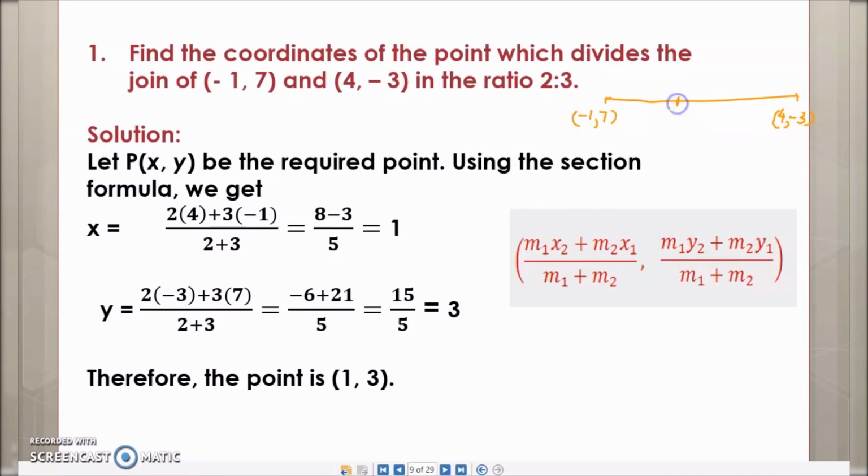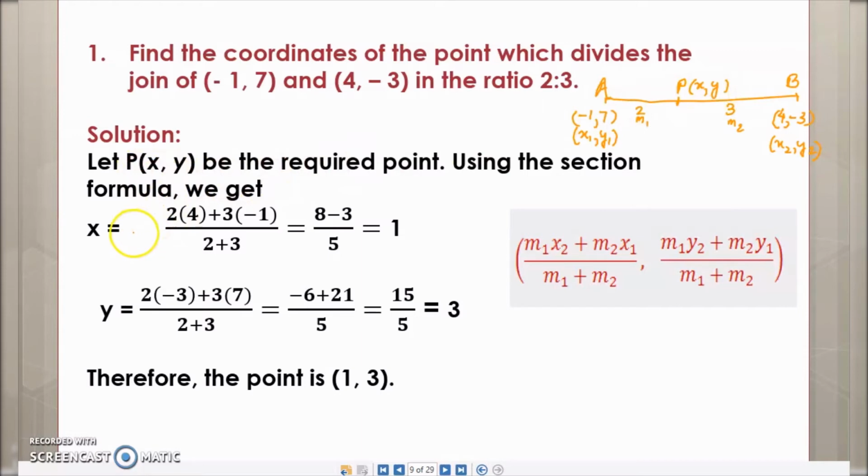So somewhere here, if I take the point, let's say this is the point A and this is the point B and this is the point P, whose coordinates are x, y. Now this x and y is what you have to find out. And this is dividing in the ratio 2:3. So this one is M1, this is M2. These coordinates are x1, y1, and these coordinates are x2, y2. Using that, you will find P(x, y).